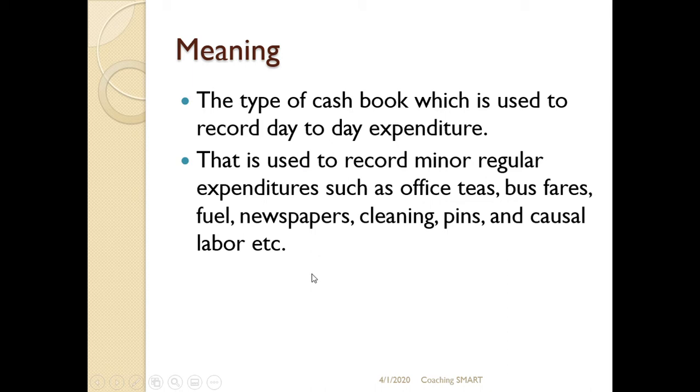Now we have seen what is petty. What is petty cash book? Who is in charge of petty cash book? We have said a person who is in charge of petty cash book is called petty cashier.